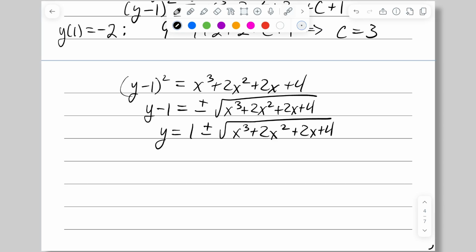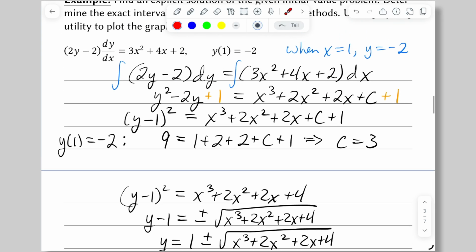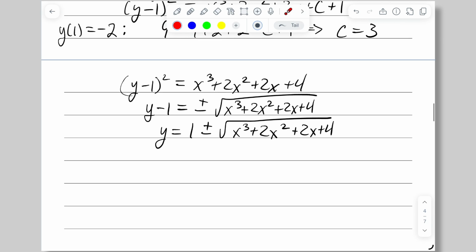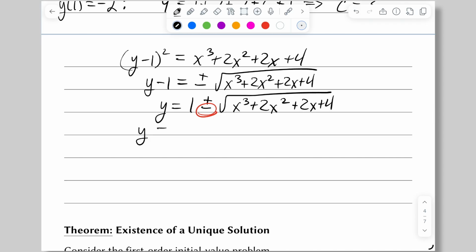plus 4. Now, we have this plus or minus here, and that's kind of problematic because it's two different solutions. But if we look at our initial condition, y of 1 equals negative 2 means y is negative. If I have y equals 1 plus a square root, that's never going to be negative. And so the initial condition requires us to have that minus there. So the explicit solution is y is equal to 1 minus the square root of x cubed plus 2x squared plus 2x plus 4.